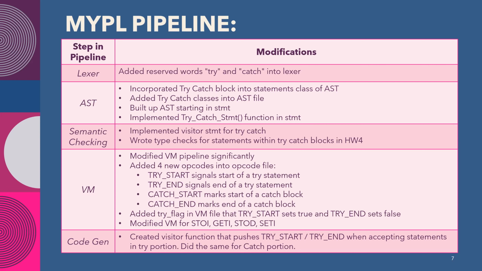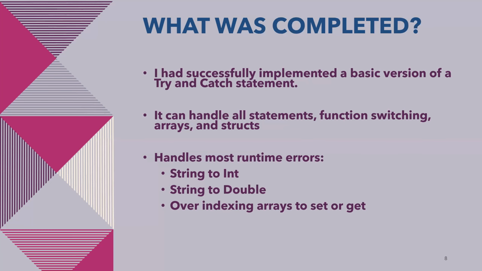And then for CodeGen, I just created once again the visitor function that pushes the try start and try end when accepting the statements in the try portion, and then just the same as the catch portion. So getting into what was completed, I had successfully implemented a very basic version of a try and catch. It's able to handle all the statements within MyPL, function switching, arrays, and structs. It can handle most runtime errors, so obviously the string to int, as I was showing you earlier, string to double, and over-indexing arrays for using set or get.